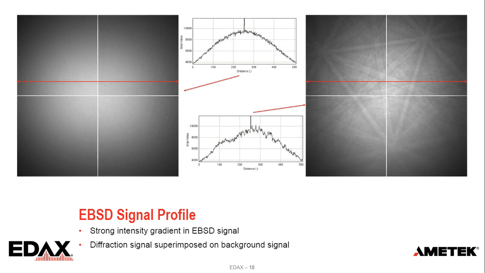Then when we put the beam into a spot mode on an individual grain, that's when we see a diffraction pattern like we see on the top right there. If we look at that same intensity profile, you'll see that the diffraction information is superimposed across that background signal. So while we get single electron sensitivity, we often have to detect more than one electron to be able to extract the diffraction information over what I call the scattering information.